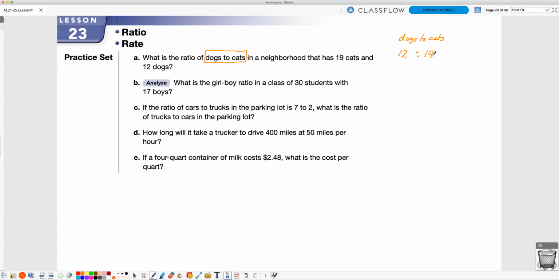19 is a prime number, actually. It's only divisible by 1 and 19, so it does not have any common factors. So this is the reduced ratio for letter A.